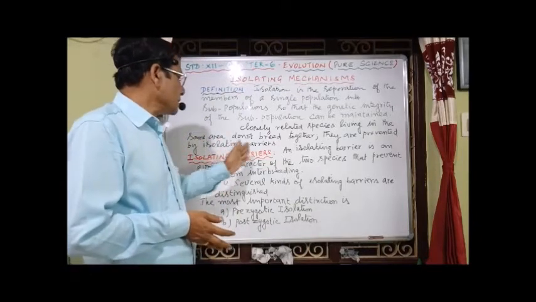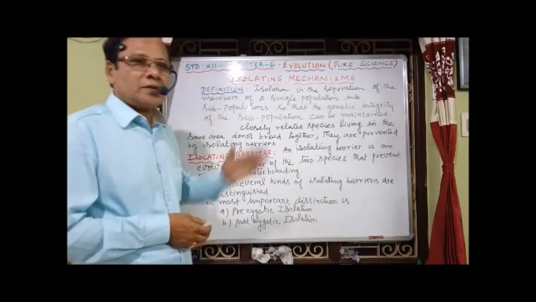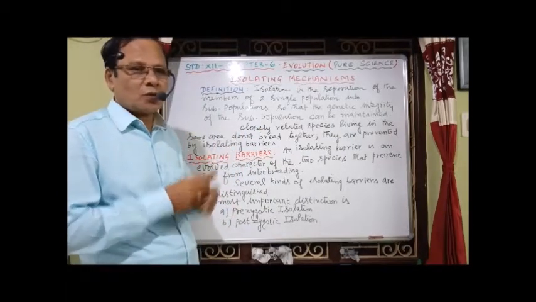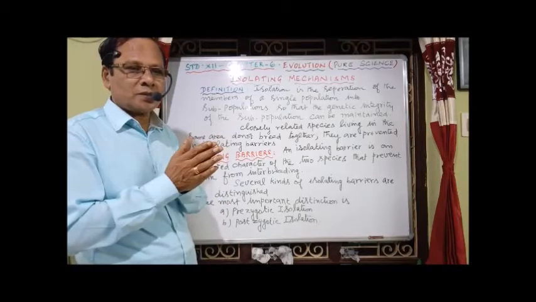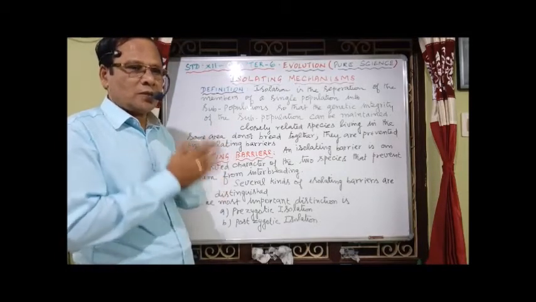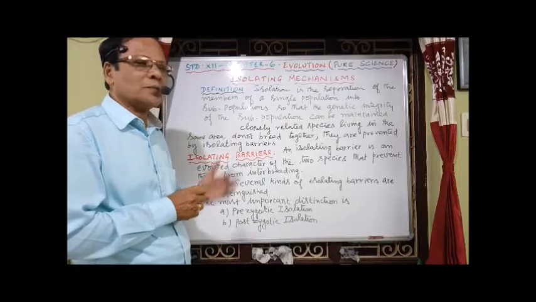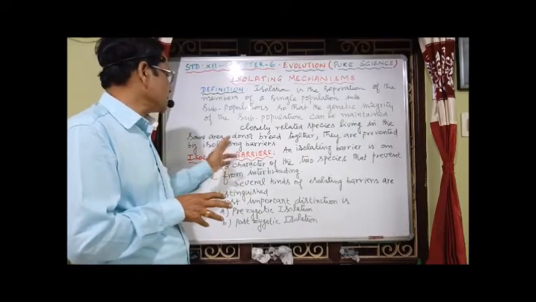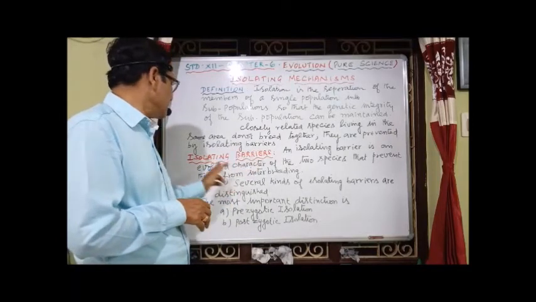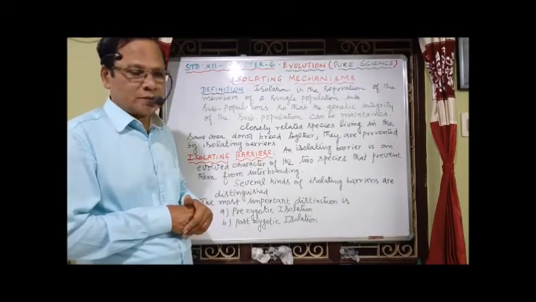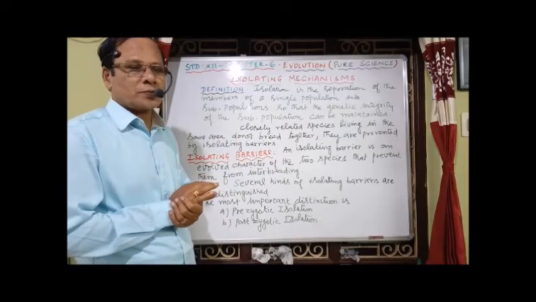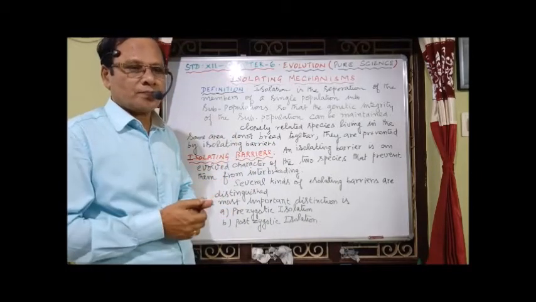What is an isolating barrier? An isolating barrier is an evolved character of the two species. Evolved character, not already present, the character that is evolved. The evolved character of the two species that prevents them from interbreeding is called an isolating barrier. In due course of time, those characters are evolved.